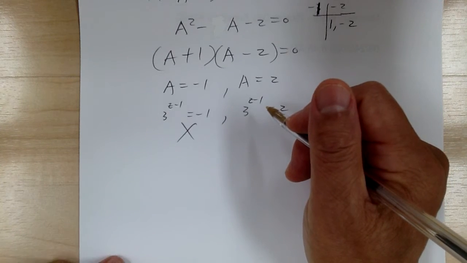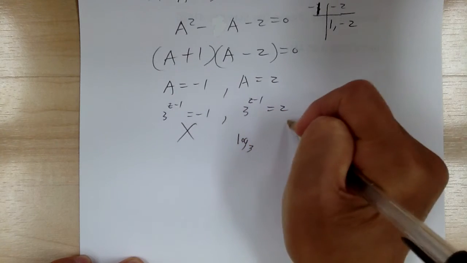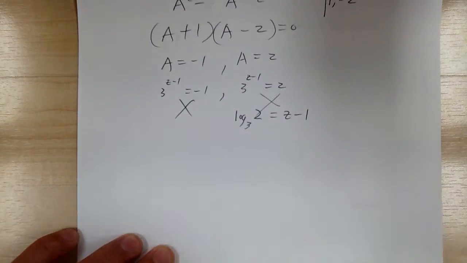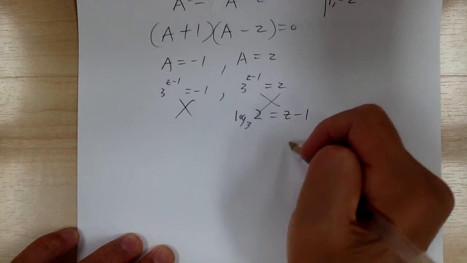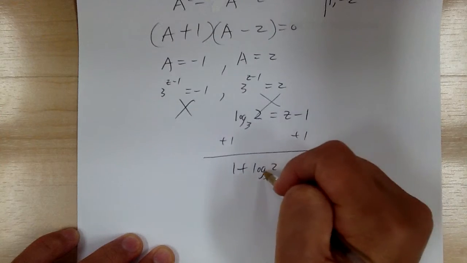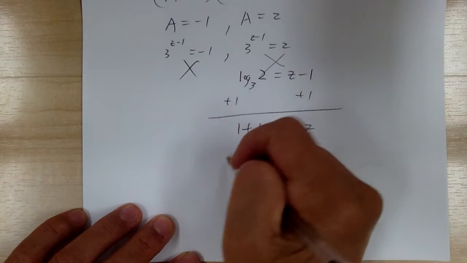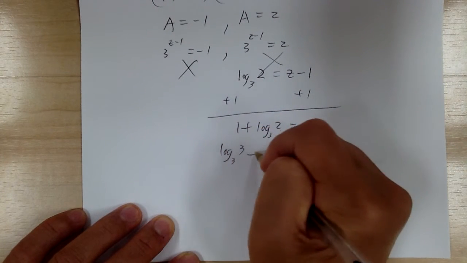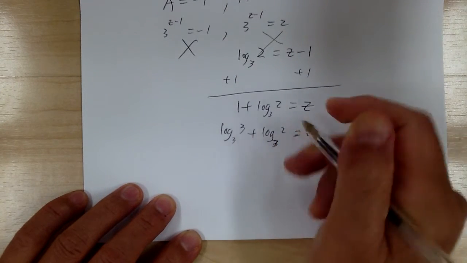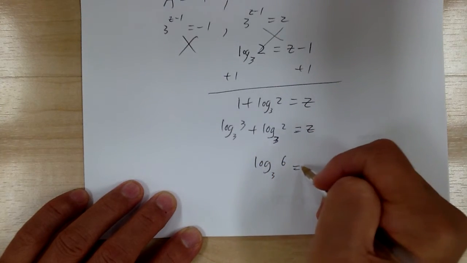So if you change your base, you're going to get log 3 and switch, right? So you're going to get log base 3 of 2 equal to z minus 1. And plus 1 on each side. So you got 1 plus log 2 base 3 equal to z. Now you can combine these because the 1 equal to log 3 of base 3. And when you're adding two logs, you can multiply the inside, so you got log of 6 base 3 equal to z.